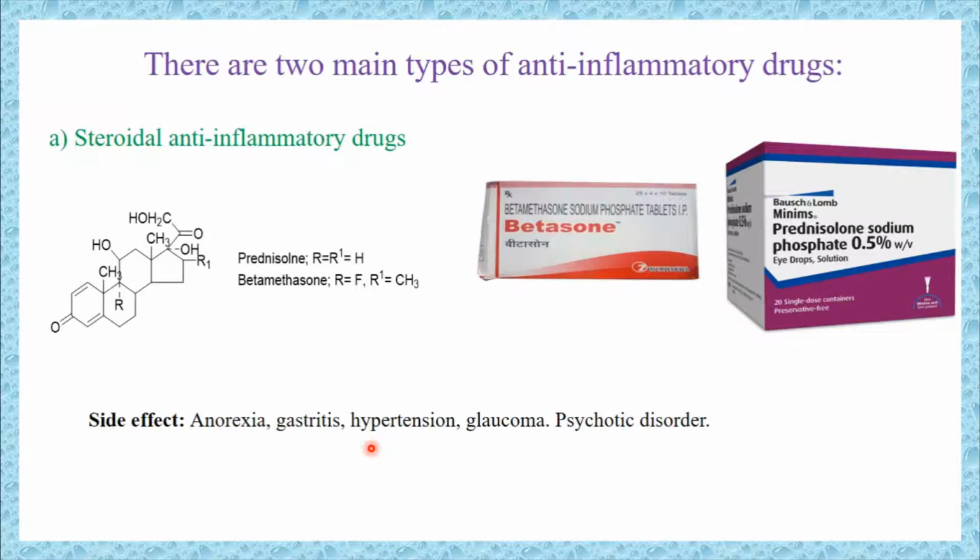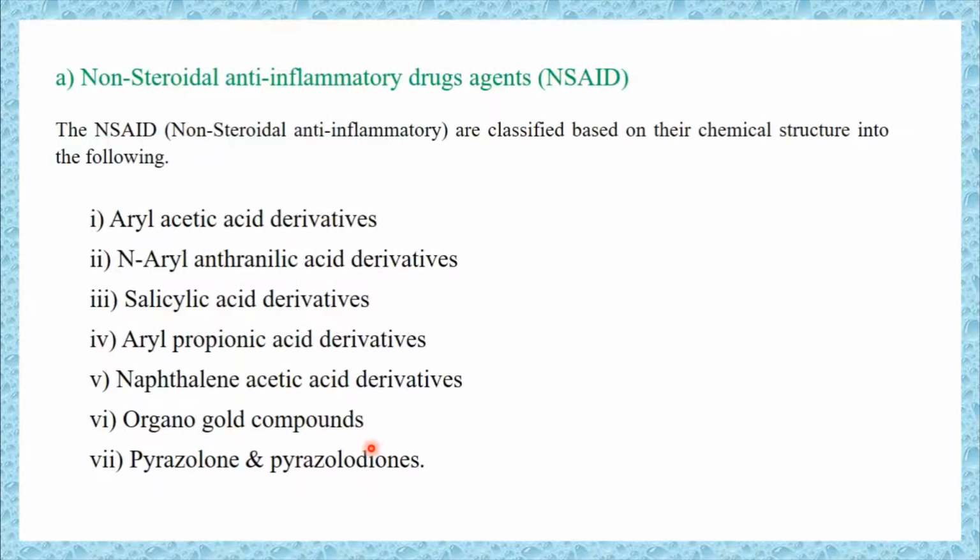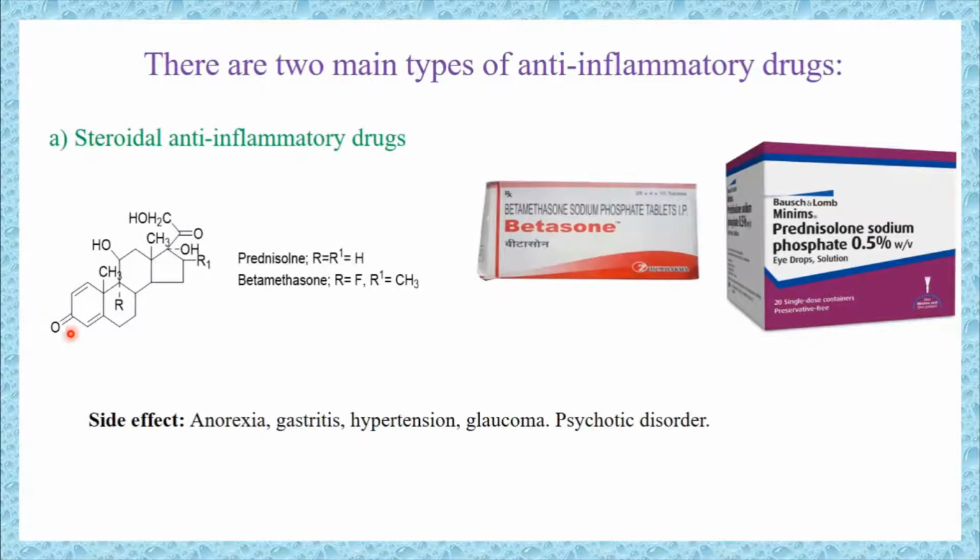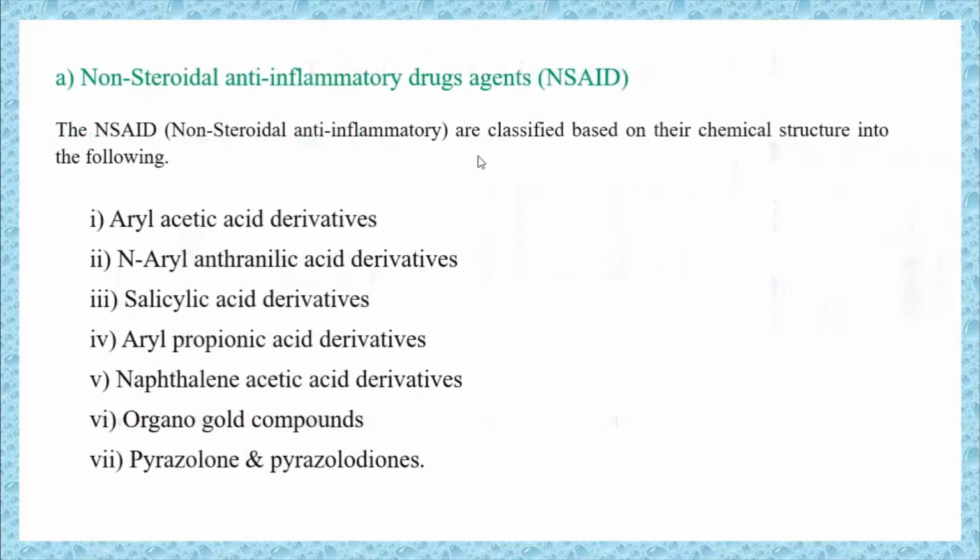Then the second class, on the next slide, is non-steroidal anti-inflammatory drugs, that is NSAID drugs. These drugs don't have the steroidal structure, that is, a compound having 4 to 5 rings fused together. That is the basic structure of a steroid. So this is your steroid, having 4 to 5 rings fused together, and these drugs are not in a steroidal form. That's why they are called non-steroidal anti-inflammatory drugs.